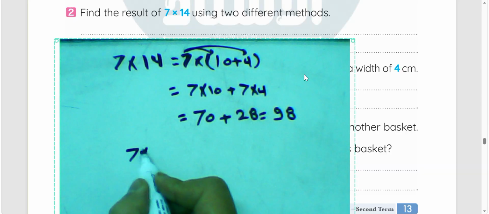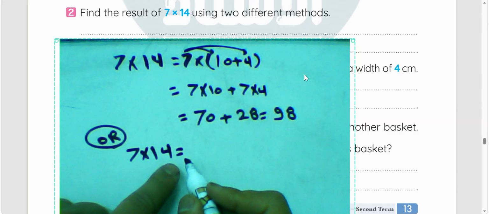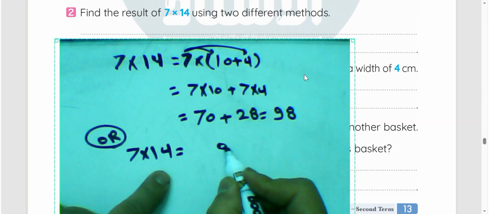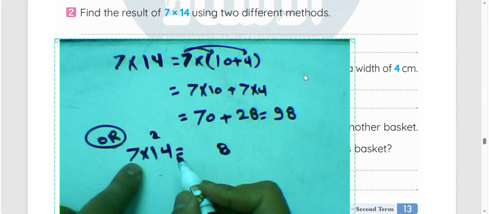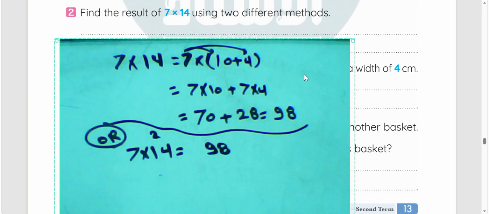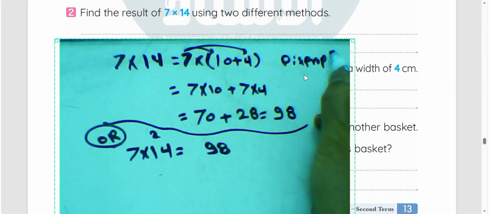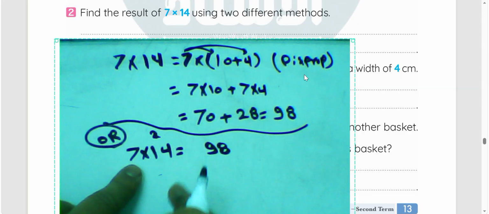We can write 7 product by 14 from the right hand side. 4 times 7 is 28. Write 8 and carry 2. 1 times 7 equals 7. 7 plus 2 equals 9. Then we have two methods to find the answer: using distributive properties, or we can use direct multiplication algorithm.